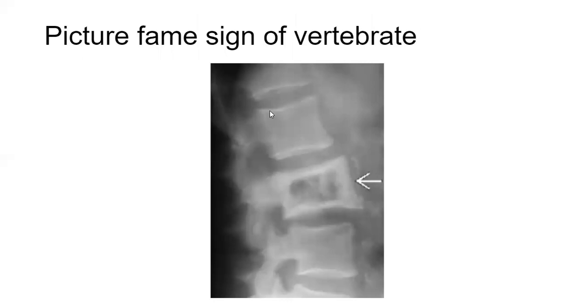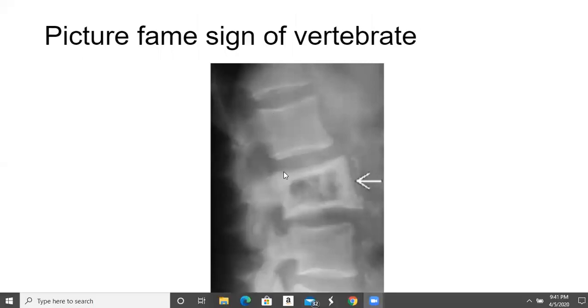Picture frame vertebrae. If we look here on picture frame vertebrae, this is it right here. That's a picture frame vertebrae. And the reason being is because the bone that was in the center of the vertebrae has been replaced with immature bone once again. And so it's easier for the x-ray to shoot through the immature bone, leaving a picture frame vertebrae.